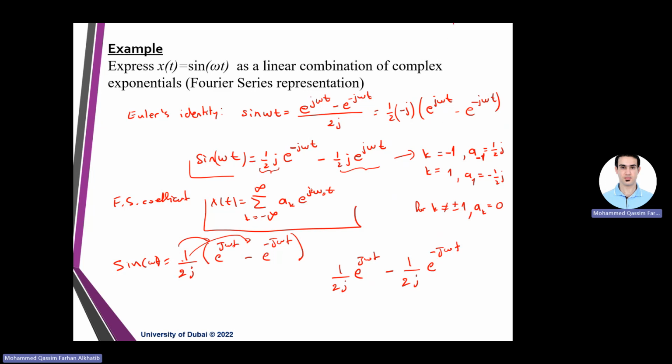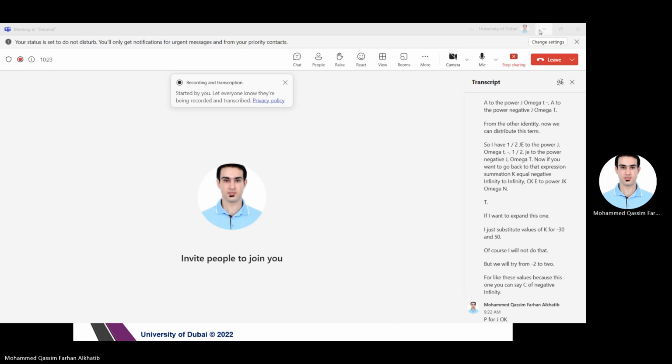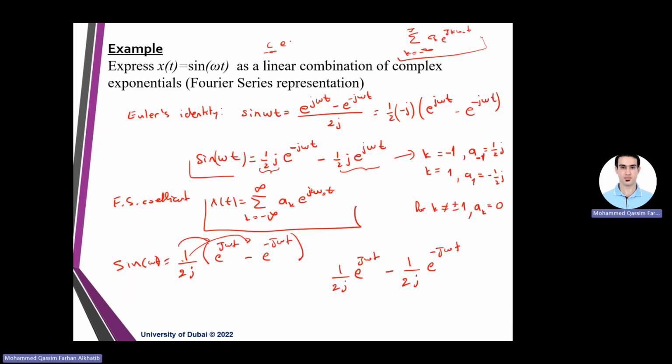Now, if you want to go back to that expression, summation k equal negative infinity to infinity ck e to the power jk omega naught t, and expand it, I just substitute values of k from negative infinity to infinity. Of course, I will not do that, but we will try from negative 2 to 2, because this one you can say c of negative infinity e to the power jk... okay, I'll use the whiteboard for this.